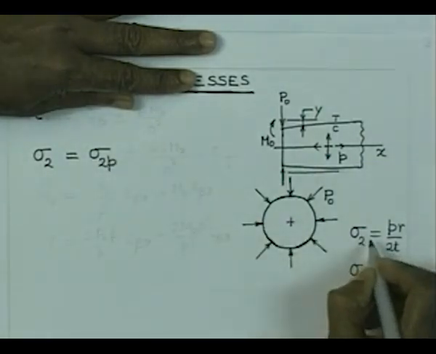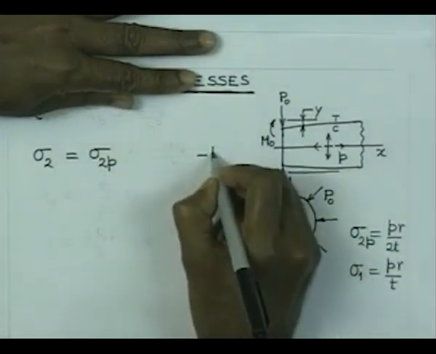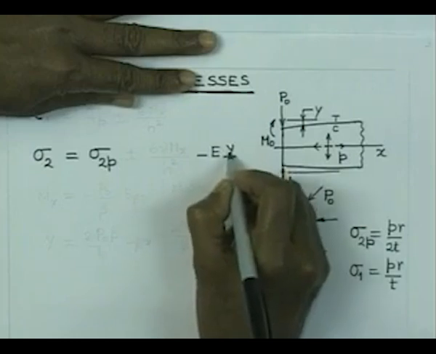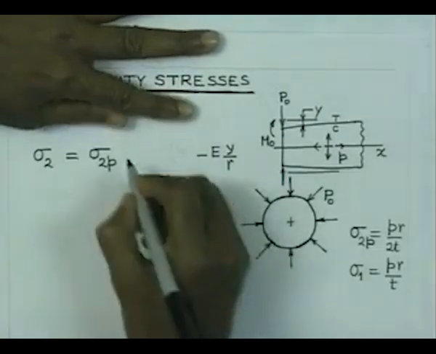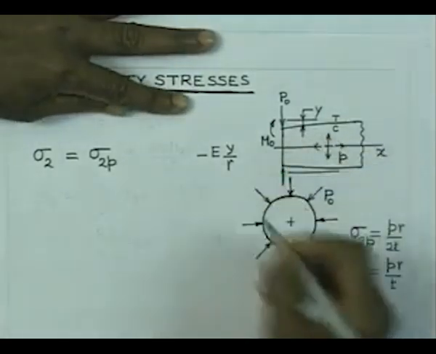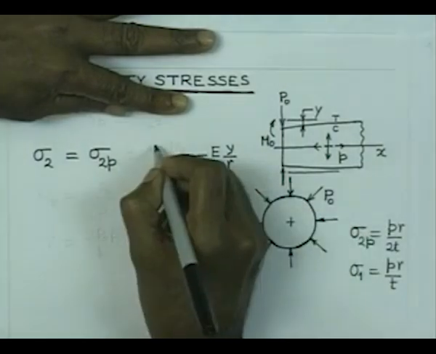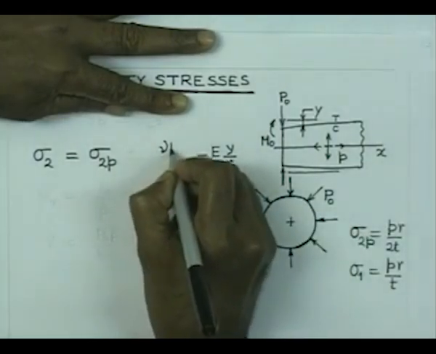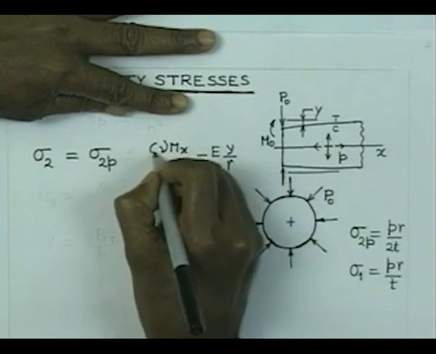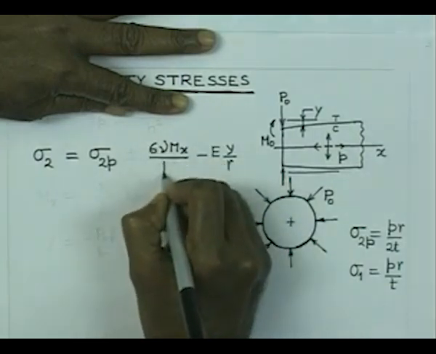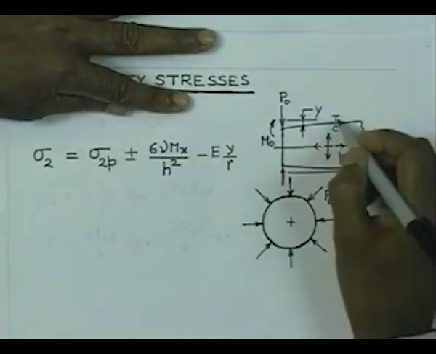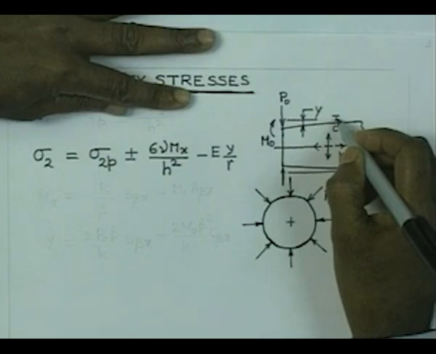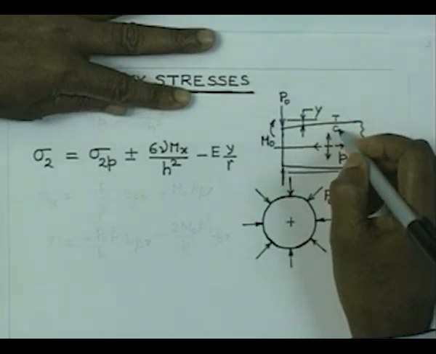So, I write this thing really sigma 2 P, and then we are going to get the compressive stress due to the contraction in the radial direction, which is E y by r compressive, and then due to the Poisson's ratio effect at this point I am going to get stresses in the circumferential direction, whose magnitude is nothing but, if you consider the moment is nothing but nu times mx, then the magnitude of the stress is going to be 6 nu mx by h square, and this is going to be plus minus to indicate that it is going to be having value at the outer fibers of some sign, and at the inner fiber it is going to be of a different sign.